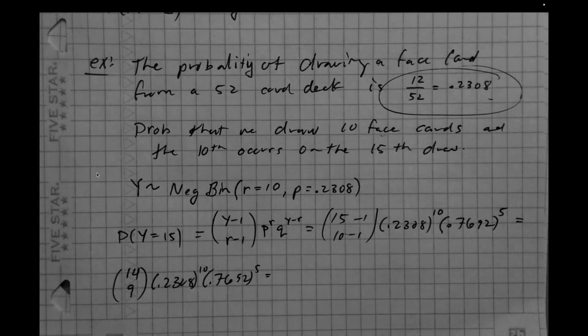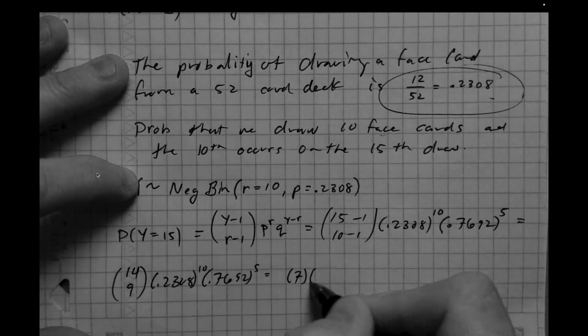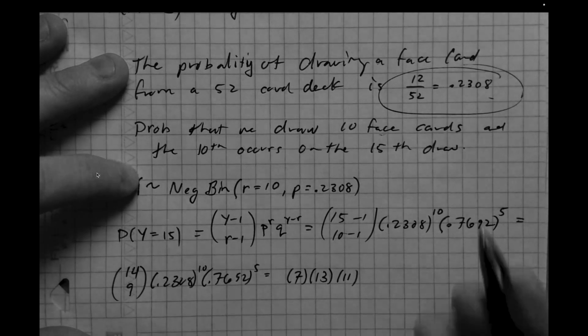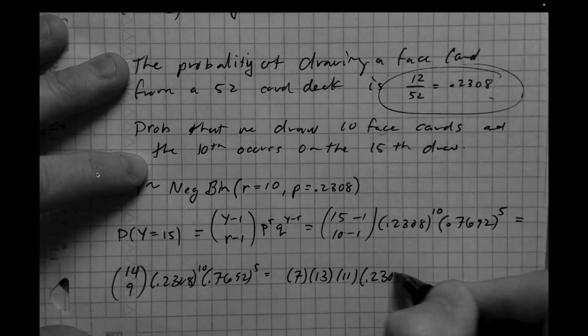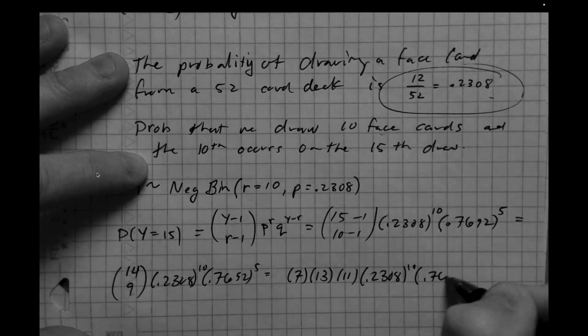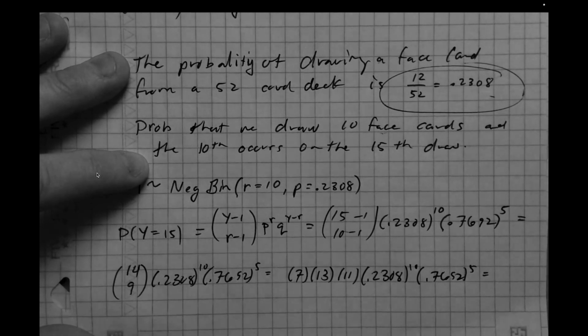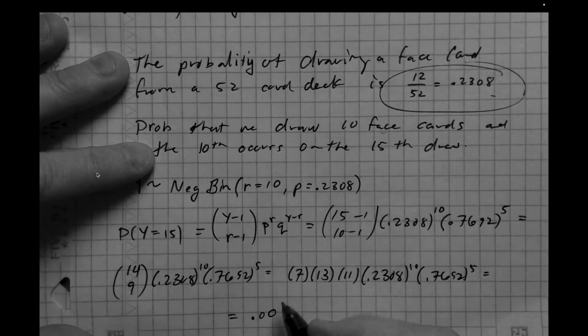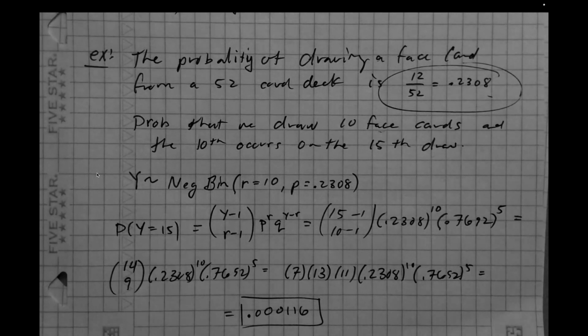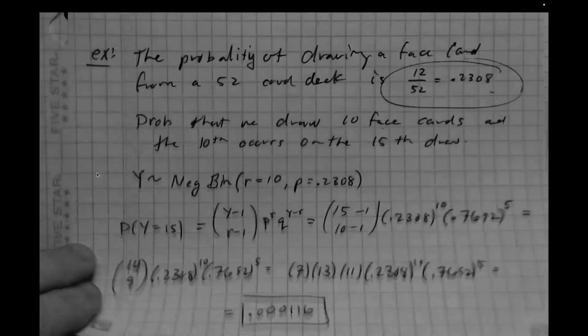Now the 14 choose 9 can be simplified greatly, and you end up basically with 7 times 13 times 11 after you do all the cancellation. And then it's 0.2308 to the 10th power times 0.7692 to the 5th power. And all of this turns out to be equal to 0.000116. So very low chance of this happening. All right. Very good. And so that is the negative binomial distribution.